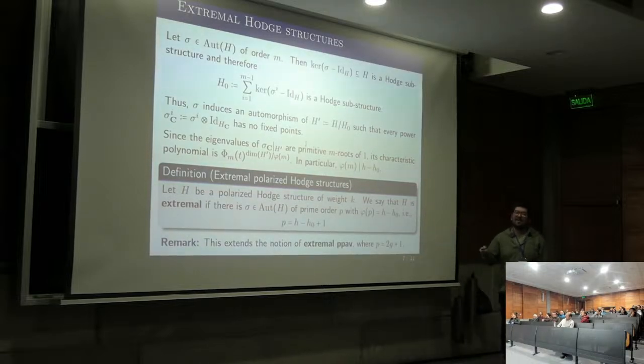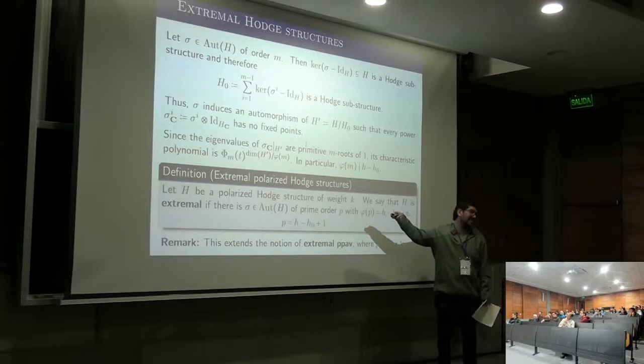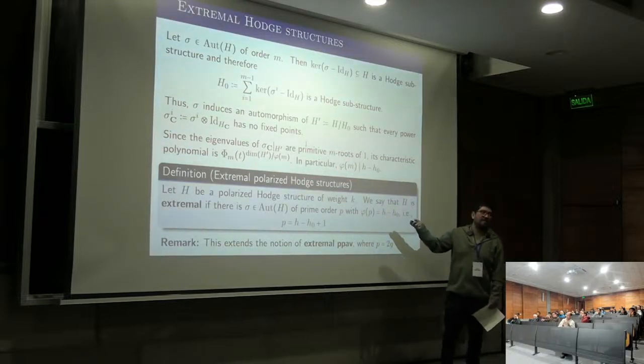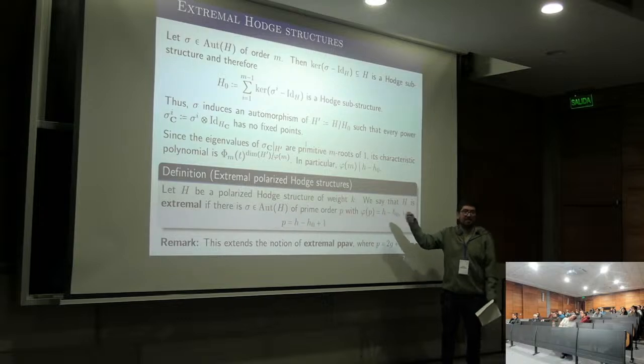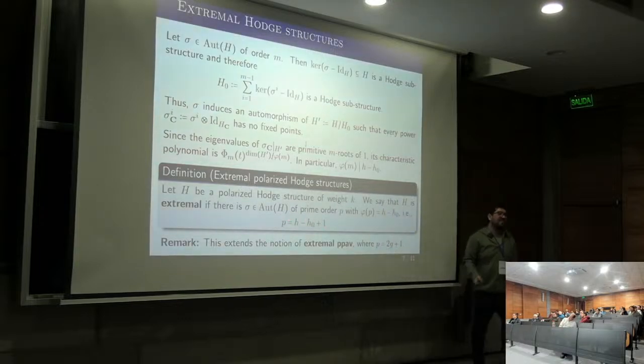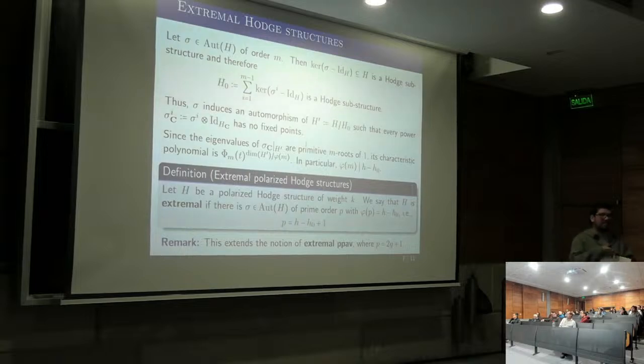And a very naive observation, but it's quite useful, is that since this has to be an integer, the phi of m, Euler's phi function of this number m, has to divide this dimension, which is the dimension of h minus the dimension of the fixed points. So in the particular case where m is a prime, you know that this is p minus 1. So the maximal number that you can get is this one. And this is the right definition in the context of general Hodge structures.